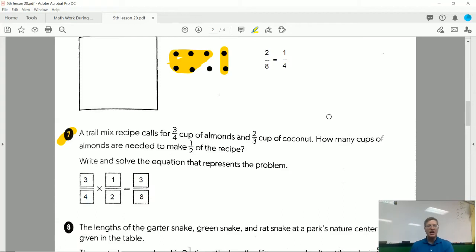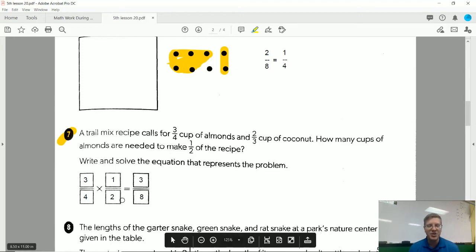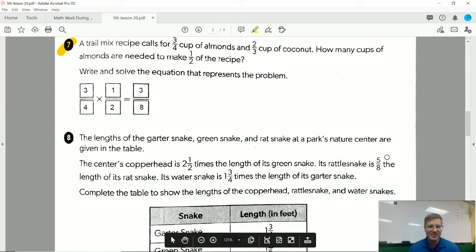Number 7, a trail mix recipe calls for 3/4 cups of almonds and 2/3 of a cup of coconut. How many cups of almonds are needed to make half of the recipe? We take our 3/4, multiply it by 1/2 to get 3/8.